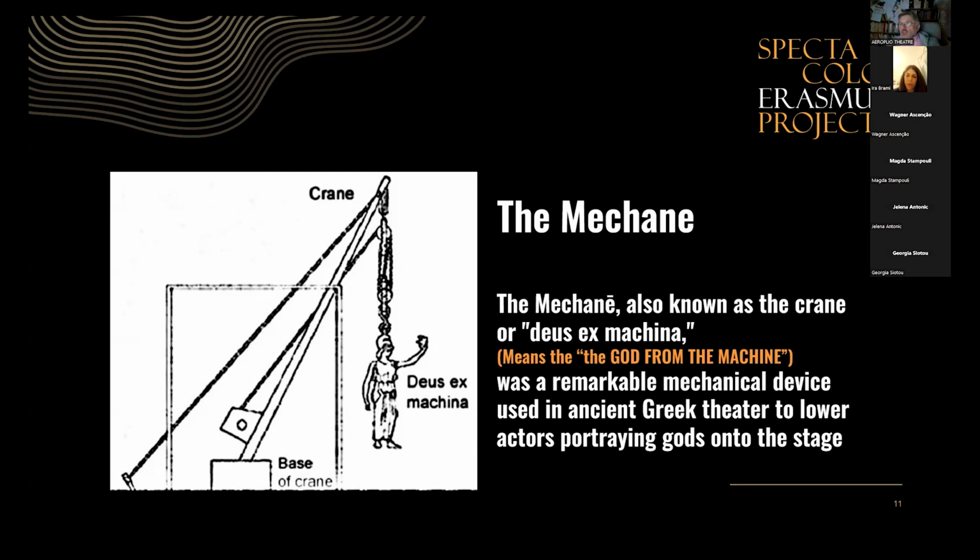Many tragedies used this mechanism. For example, in Medea, when she wants to leave Greece and after she kills her children, the gods take her and make her a star in the sky. So this mechani came down and took Medea and raised her up to the sky and she disappeared.